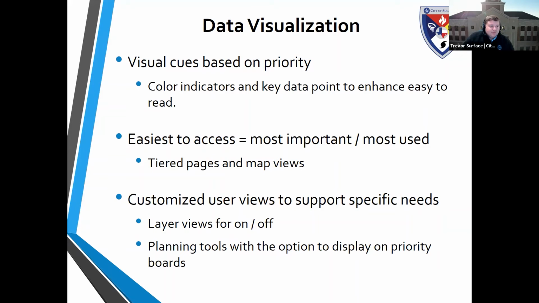Second, easiest to access, most important, and most used. So with tiered pages and map views, when you hit a website, that first page is going to be the most important stuff that you want to see. And third, customized user views for specific needs. This allows each user to turn on what they want to see and activate or deactivate it based off of that. Our public works director won't need to see the status of the police station as opposed to the water plants, lift stations, et cetera.